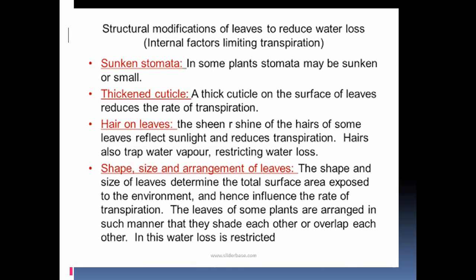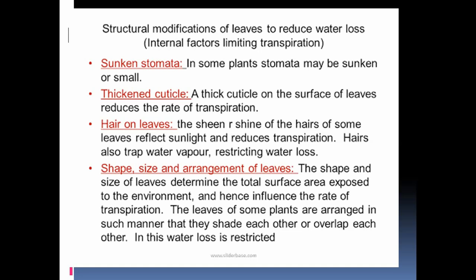Next we come to some structural modifications of leaves, or adaptations in plants, to reduce excessive transpiration. Very first, sunken stomata. In some plants we may see stomata that are sunken or small. Then thickened cuticle. A thick waxy layer on the surface of the leaves can also reduce the rate of transpiration. Next, hair on leaves. Sometimes we also find hair on leaves to decrease the rate of transpiration.